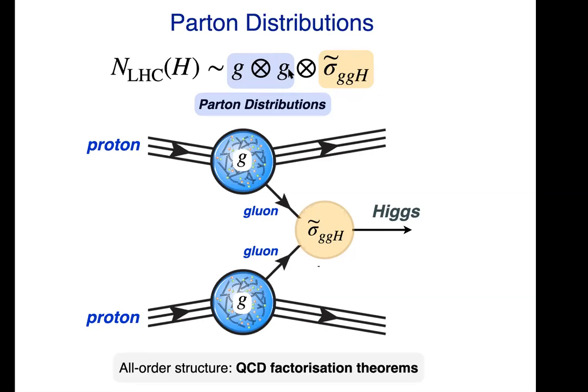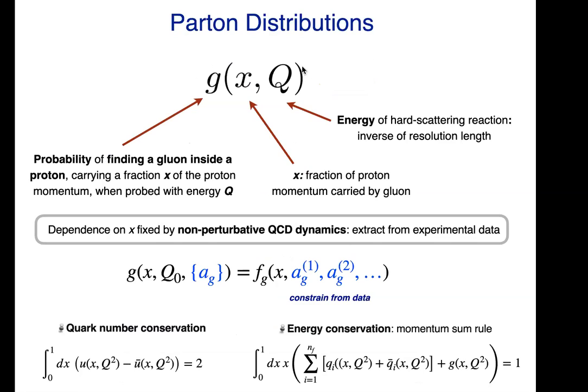And this structure actually holds to all orders in perturbation theory, thanks to the powerful QCD factorization theorems that guarantee that even when you include radiative corrections, you can still separate the UV dynamics from the infrared dynamics in the PDFs. So what is this object, the PDF, let's say for the gluon?